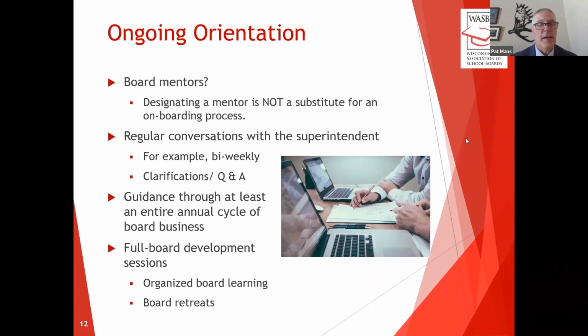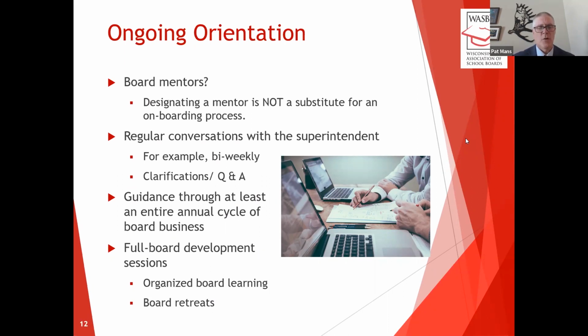Are they using VSBA and other resources to do that? But boards should always be, just like the expectation a board has of the district and district leadership, continuously improving. Boards should be looking to continuously improve as well.